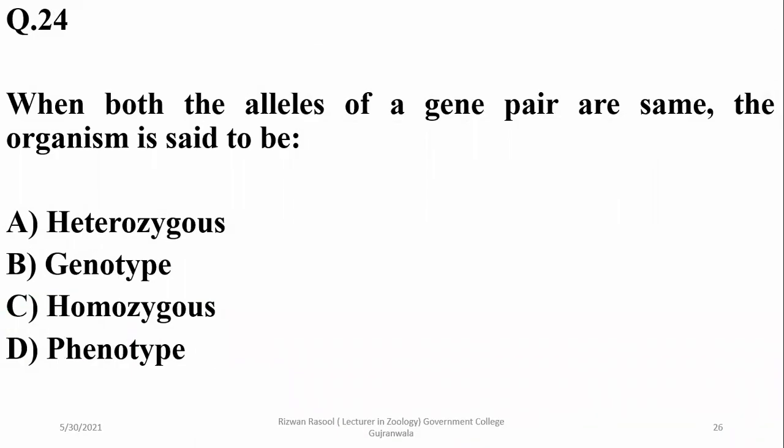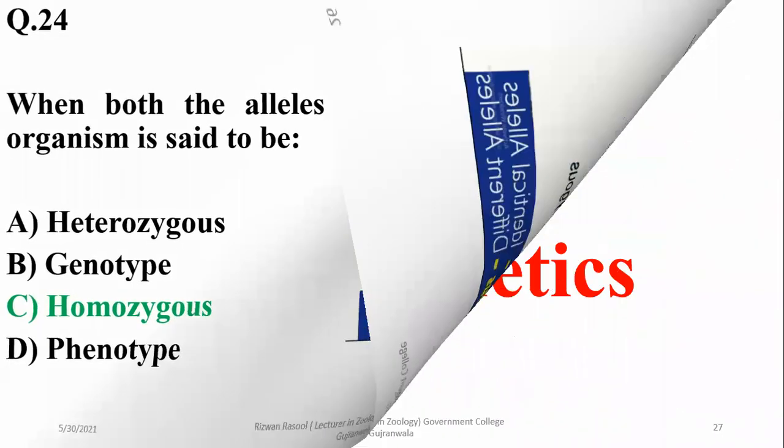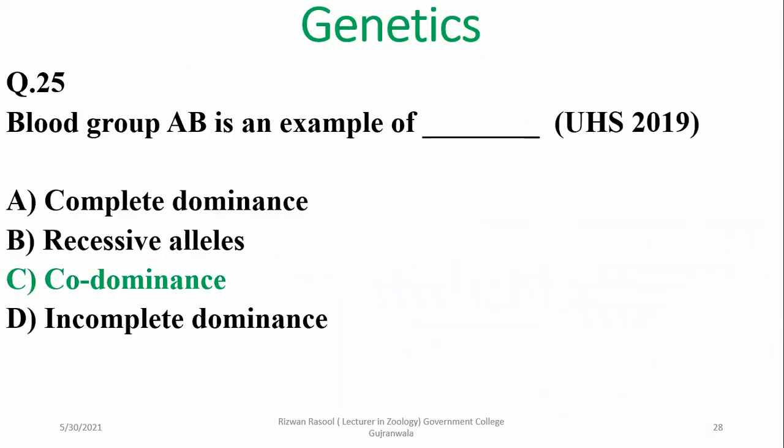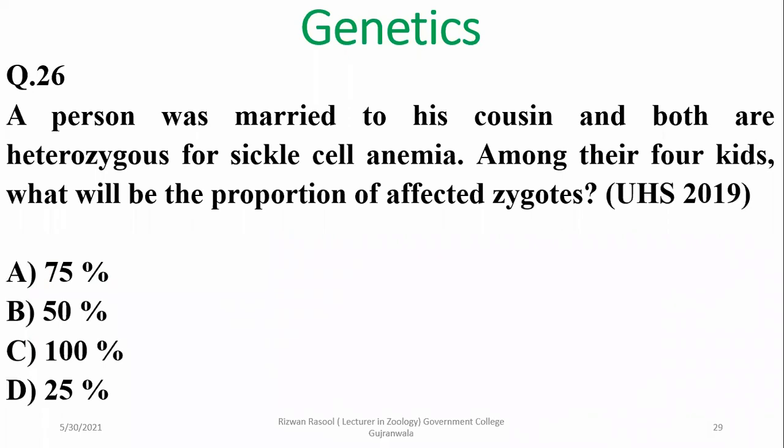Number 24, when both the alleles of a gene pair are the same, the organism is said to be homozygous. And questions from MDCAT 2019 by UHS. Blood group AB is an example of codominance. A person married his cousin, and both are heterozygous for sickle cell anemia. Among their four kids, what will be the proportion of affected zygotes? It's another case of homozygous recessive child production, that is 25%, just like the previous question of cystic fibrosis.